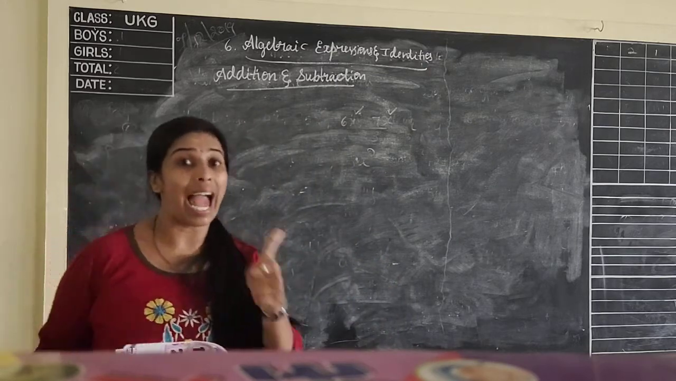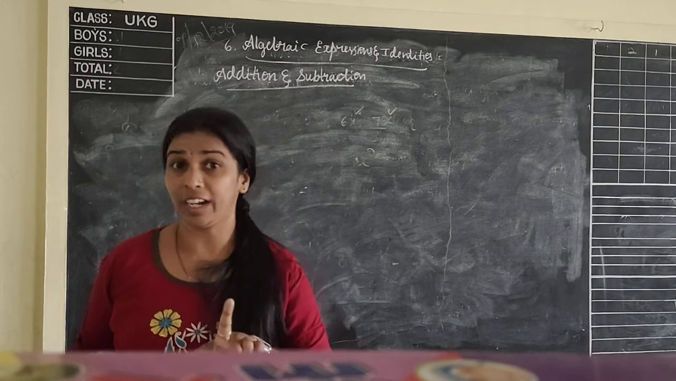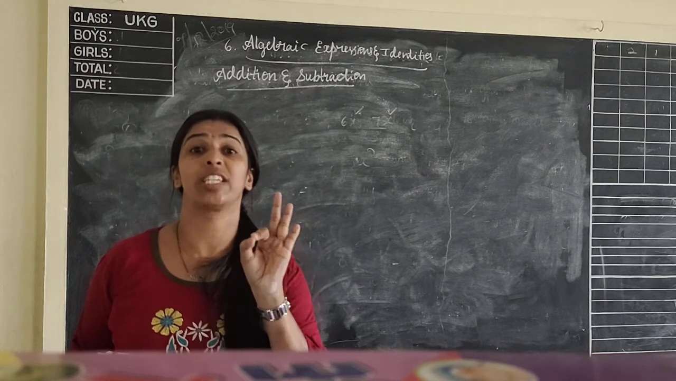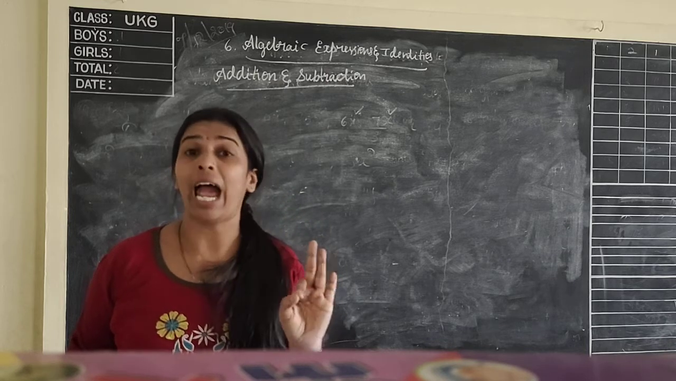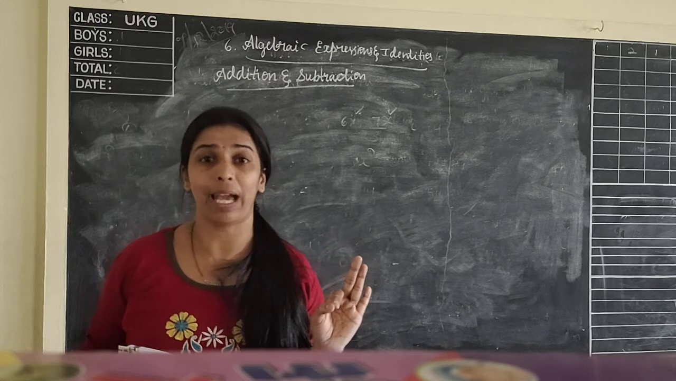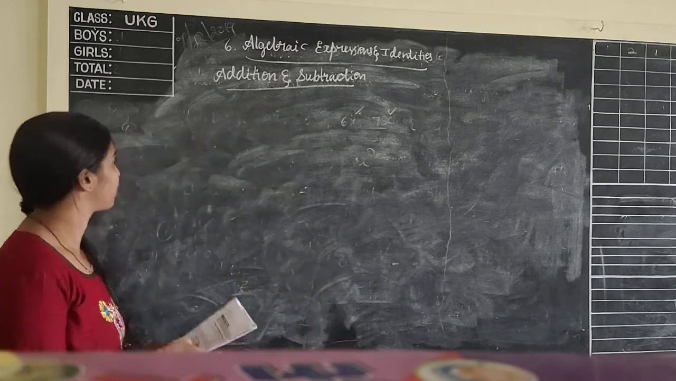Remember one thing, while adding we need like terms. While subtracting also we need like terms. Addition and subtraction need like terms. With unlike terms you cannot add or subtract. You can multiply but you cannot add or subtract with the unlike terms. Remember.